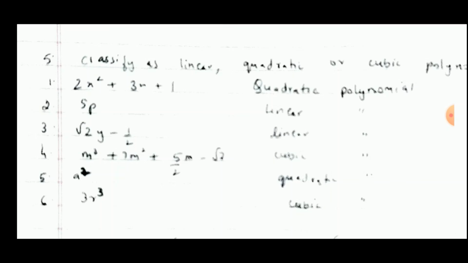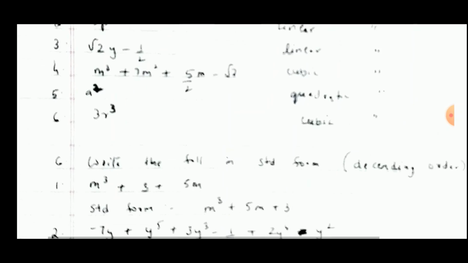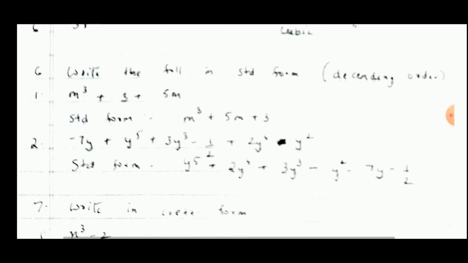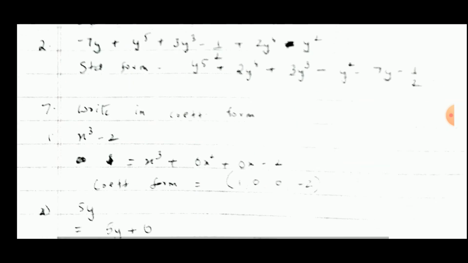A square, the degree is 2, quadratic polynomial. 3x raised to power cube, it's a cubic polynomial. Now write the following in the standard form in the descending powers of x. Now m cube plus 3 plus 5m. The standard form is m cube plus 5m plus 3. It means you have to just write it in descending powers of the given variable. Got it?